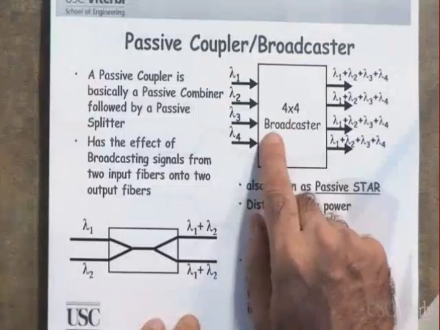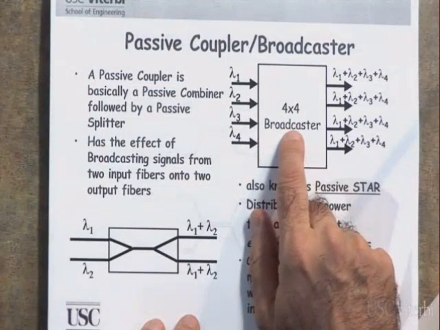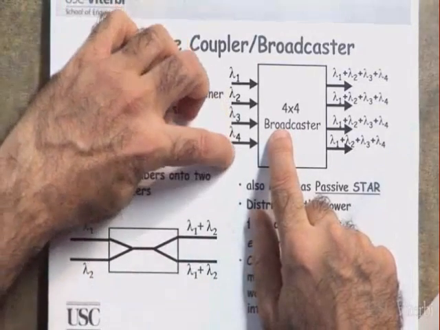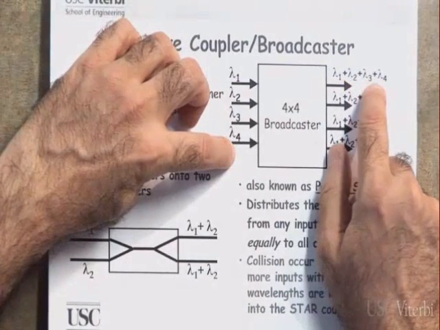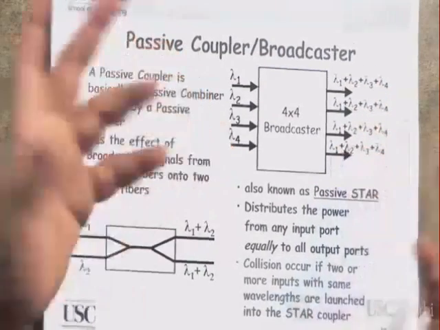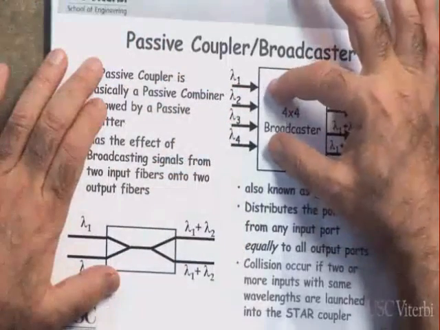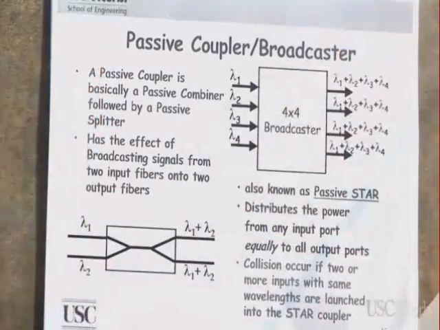This is a 4x4 broadcaster. I want you to tell me why they call it a broadcaster. Look what we have: lambda 1, lambda 2, lambda 3, lambda 4. What am I getting at the output? Lambda 1 plus lambda 2 plus lambda 3 plus lambda 4. How many of them? 4 of them. Why? When you go here, what is inside? A combiner. You are combining 4 wavelengths.